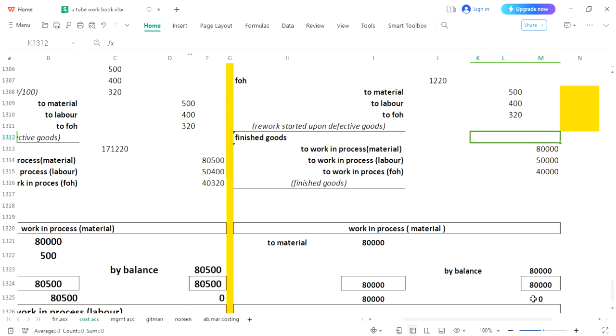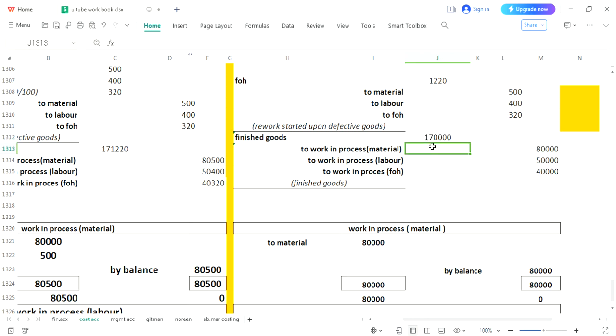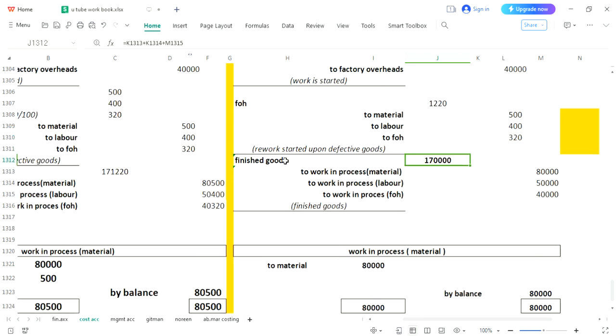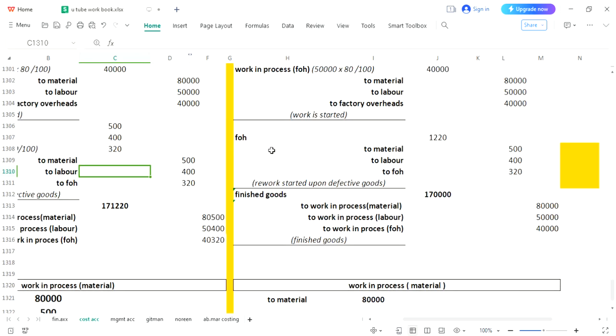Now the last step is to calculate the amount of finished goods. Again, there is no formula for finished goods. We will just apply a simple accounting principle. Amounts present on the credit side are equal to amounts present on the debit side. So what we will do, we will take the sum of amounts present on the credit side, 80,000 plus 50,000 and plus 40,000. So this way your amount has been calculated. Finished goods, and you can see for part B the answer is 170,000, and we have calculated 170,000 as the answer. In the first part the answer was 171,220, and the answer is 171,220. So as you have seen, all amounts are calculated, answers are matched.